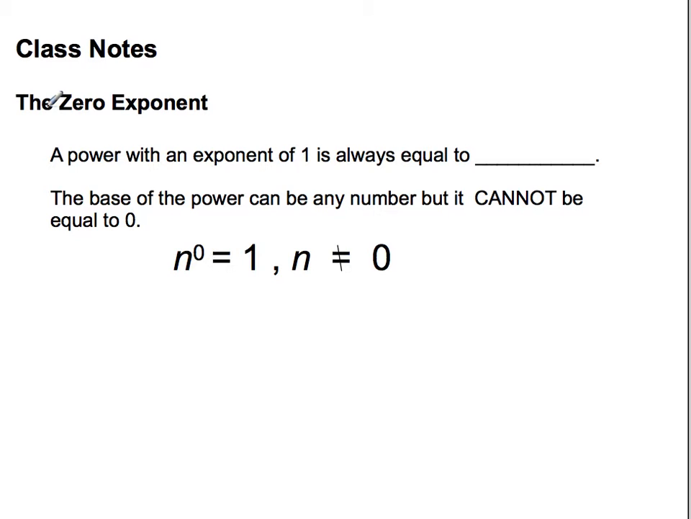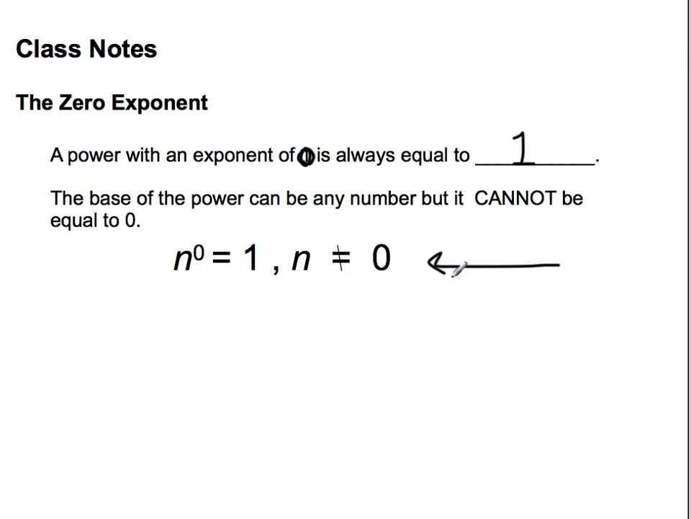So the zero exponent: a power with an exponent of 0. That's a typo, my apologies, so change that in your book or in your workbook. A power with an exponent of 0 is always equal to 1. It doesn't matter what that base is. It never matters what the base is.